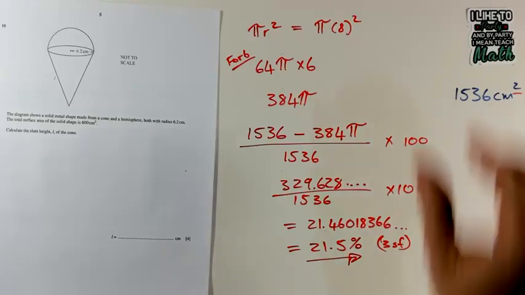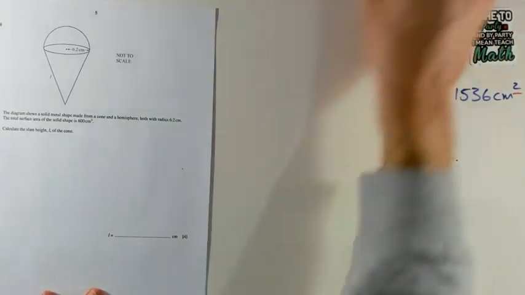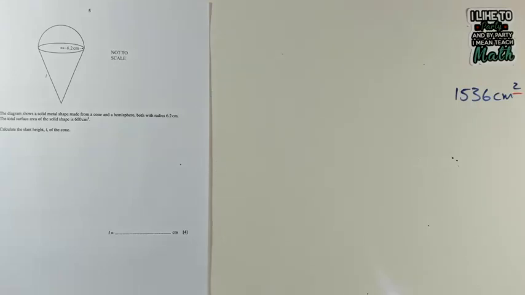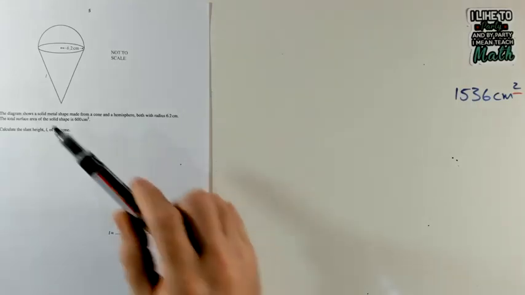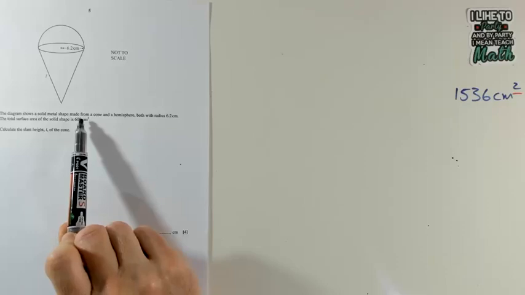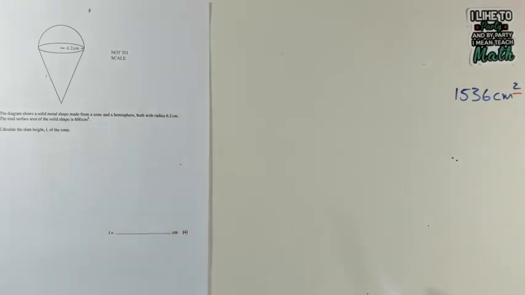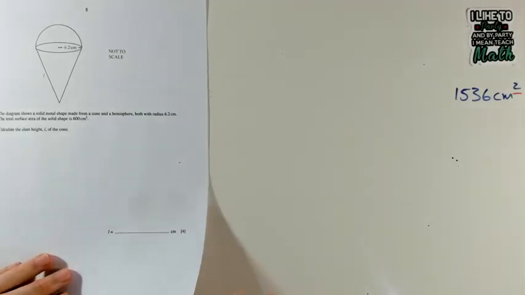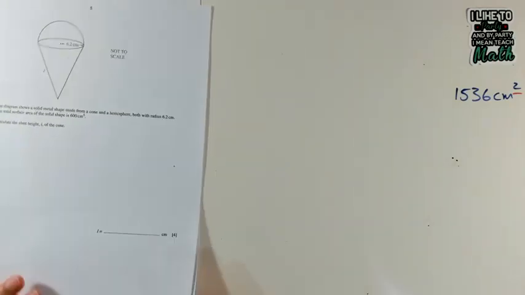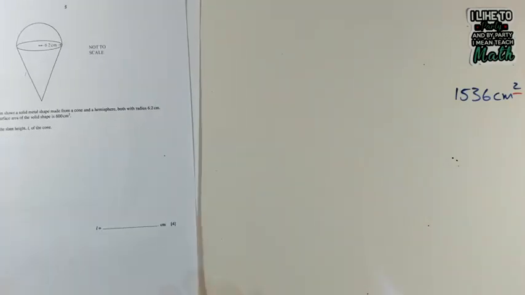Number 10. Definitely need some calculators for these types of questions. Number 10, they say the diagram shows a solid metal shape made from a cone and a hemisphere. Oh, you know what? I'm going to pause the video right here and get my formula sheet because I don't have this. I know what the formula is, but I just definitely want to check.